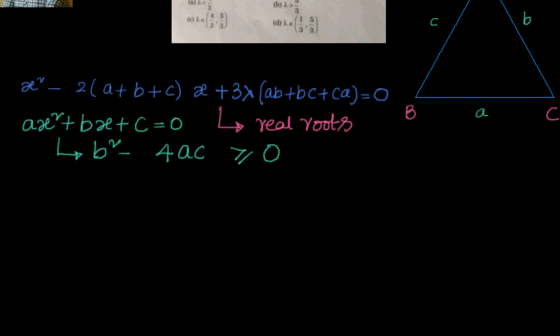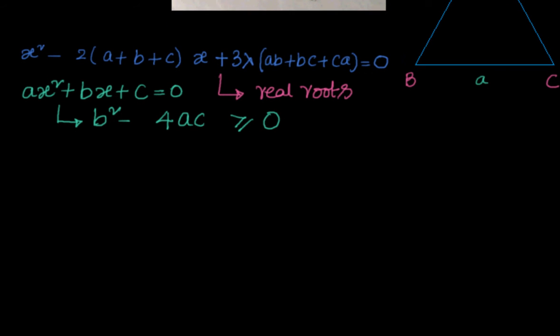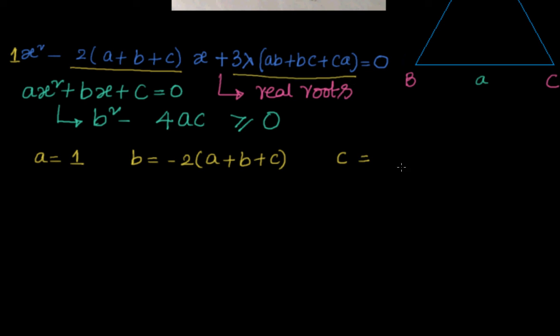Now let's find out what our a, b, c values are here. What is the value of a? a is equal to 1, the coefficient of x square. b is equal to minus 2 into (a plus b plus c). And what's the value of c here? The c value is this whole thing, 3 lambda into (ab plus bc plus ca). We said the condition to be satisfied is b square minus 4ac should be greater than or equal to 0.